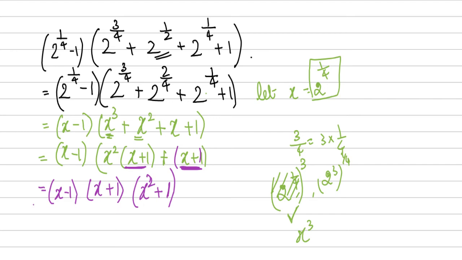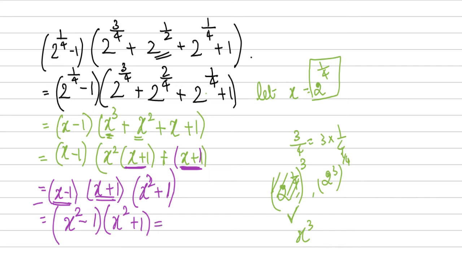Okay, so now I have got this number, and again if you see, this is of the form a minus b into a plus b. So when I apply it, I'll get a square minus b square, and x square plus 1. And when you look at this, this is like a minus b into a plus b.